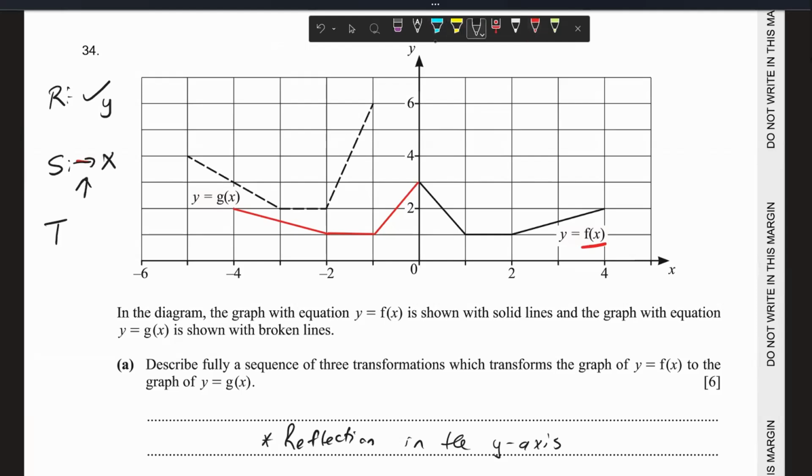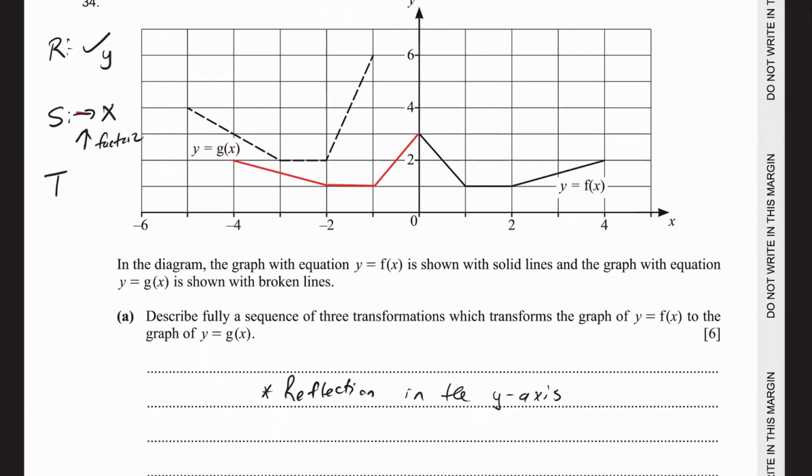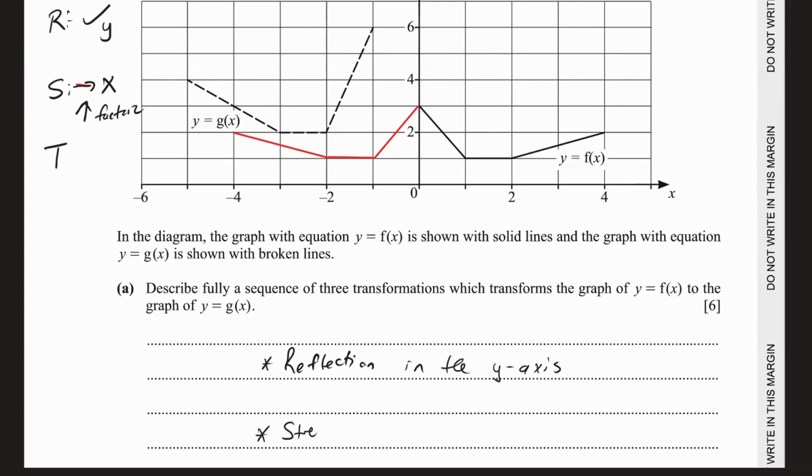How about for vertical stretches? The original graph has a vertical height of 2 units. This one has a vertical height of 4 units. So there's clearly a vertical stretch going on of factor 2. All right. So I'll write that down. That's a stretch parallel to the y-axis, factor 2.